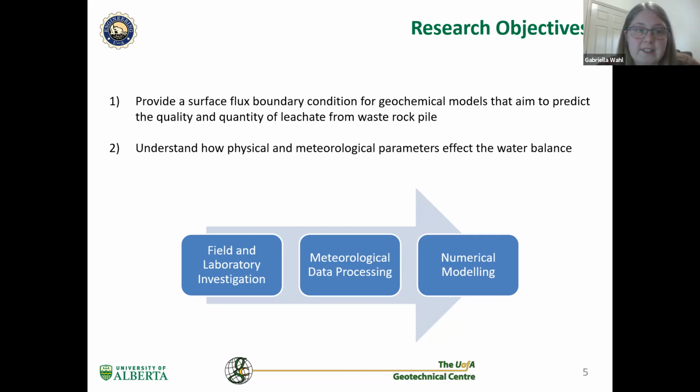So in order to complete this task, I completed both field and laboratory investigations. I processed meteorological data, and I'm currently using all of these parameters in an established soil atmosphere model to determine the net percolation that results from these input parameters.